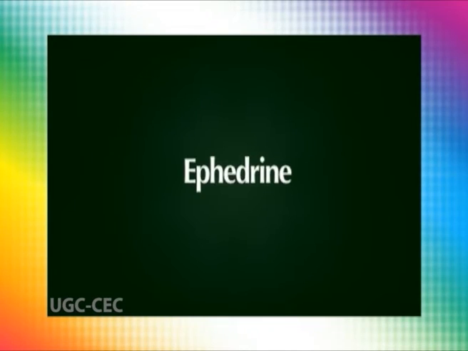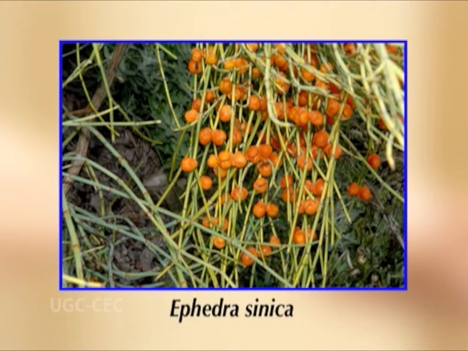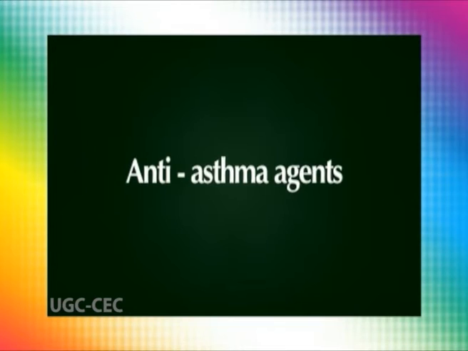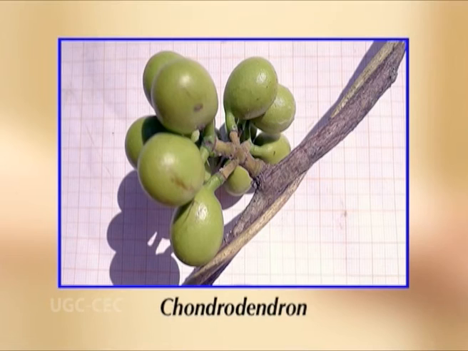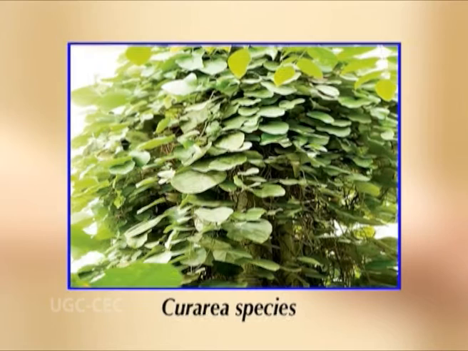Examples of important plant compounds developed for the benefit of human health are: ephedrine, first isolated from Ephedra sinica, is the basis for the synthesis of the anti-asthma agents salbutamol and salmeterol. Now, tubocurarine. It's the muscle relaxant isolated from Chondrodendron and Curarea species and used by indigenous groups in the Amazon as the basis for the arrow poison curare.